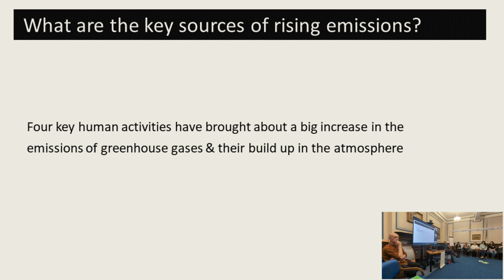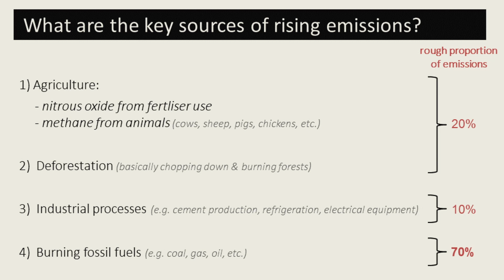The main sources are agriculture, from animals and from fertilizer use. Deforestation, chopping down our trees and our forests, that puts a lot of carbon dioxide in the atmosphere. Industrial processes like making cement or making plastics or refrigeration, and then burning fossil fuels. So that's another massive one. And actually, when you put the numbers in for this, about 20% of the warming and the gases that we see come from agriculture and food and deforestation, land use, if you like.